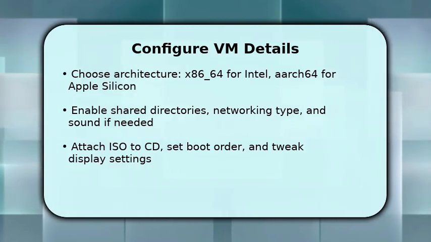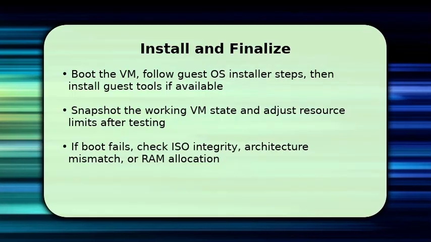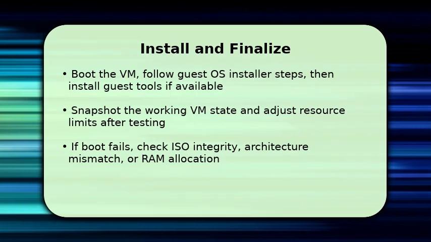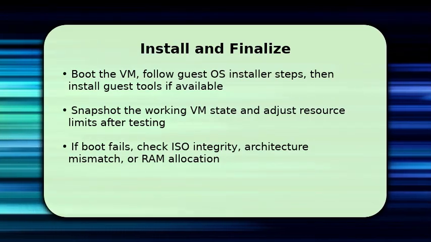You boot the VM and proceed through the guest OS installer, following prompts just like on a physical machine. Once installed, install any available guest additions or tools to improve drivers and clipboard sharing. After confirming the system runs, take a snapshot so you can revert if needed. Then fine-tune RAM and CPU if performance needs improvement.